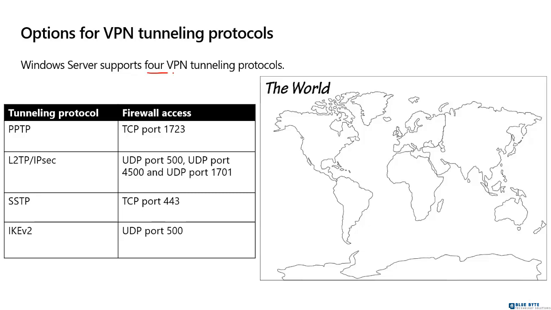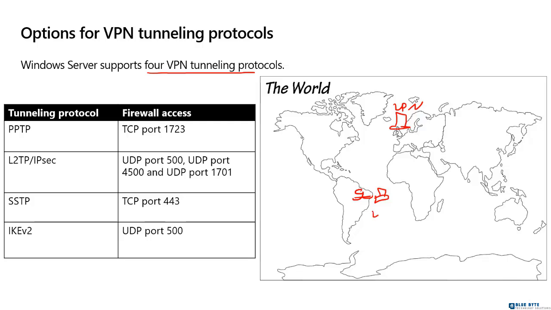There are 4 options for tunneling protocols when we configure our VPN server. The easiest way to think of tunneling: if I have a user that's in Rio and I have a headquarters location in Ireland, and that's where my VPN server is.